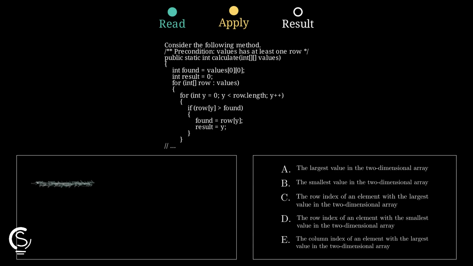Next, the nested loops iterate through every single row and column. The inner loop uses the variable y to track the current column index as it checks each individual value.